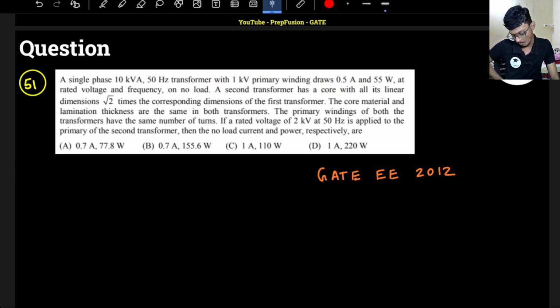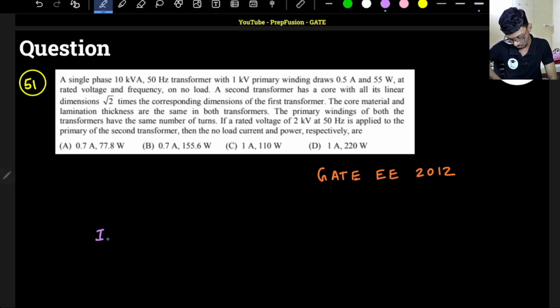So okay, my I0, the no load current, is 0.5, and the power is 55, so that is the core loss, right? P core is 55 watts at the rated voltage and frequency.